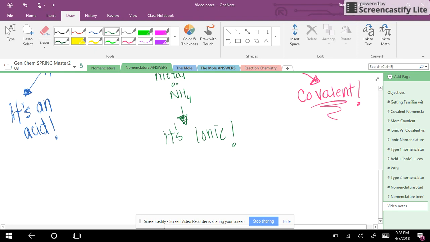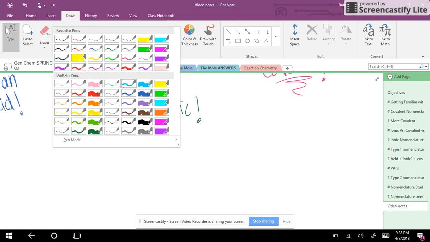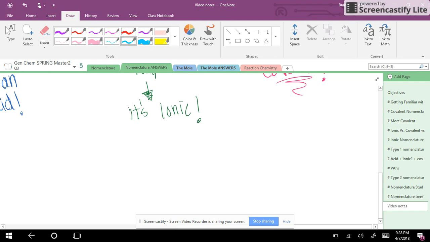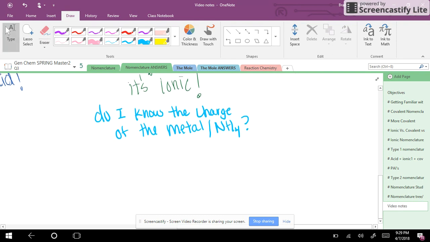But if it's ionic, we're not done yet, because there's two types of ionic compounds, which each have their own set of rules. So if it is ionic, then you need to ask yourself another question. And that question is, do I know the charge of the metal or polyatomic ion, which I'm just going to write as NH4 because that's the only polyatomic ion it's going to be. So do I know the charge just by looking at the periodic table?